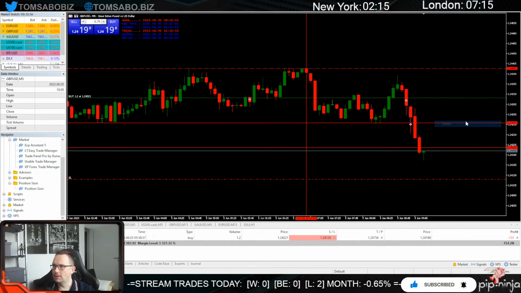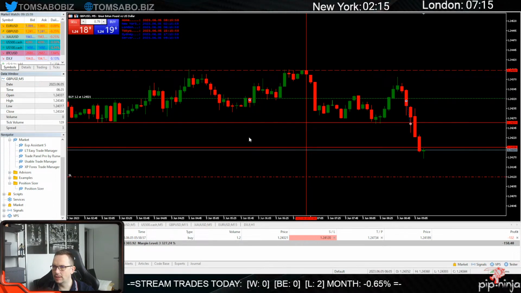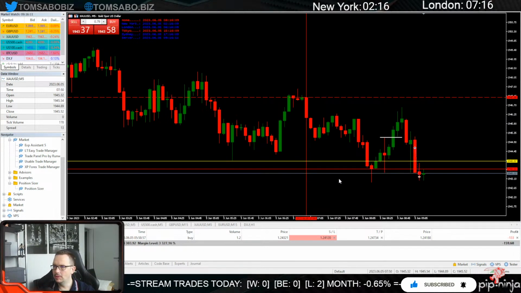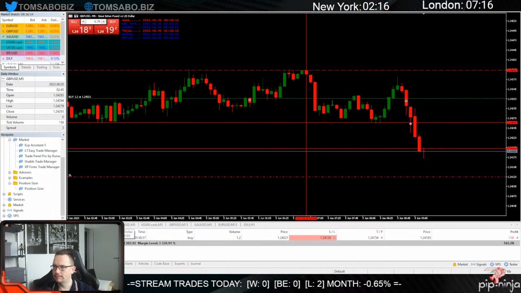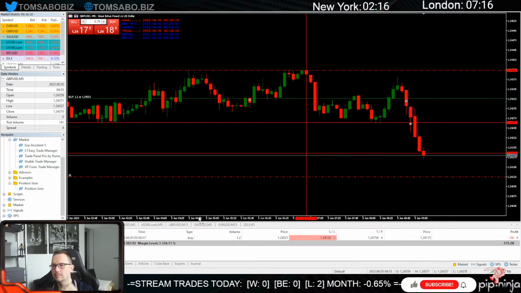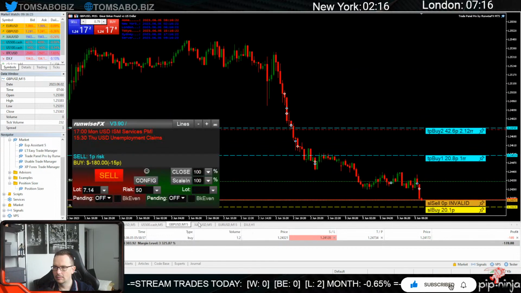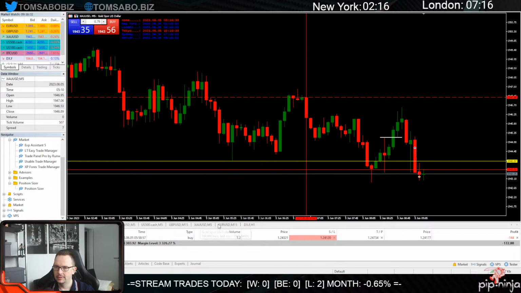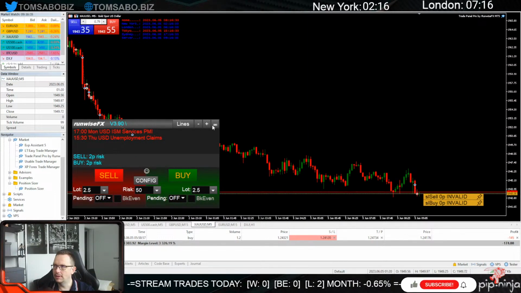So I would be looking for a possible long entry. We already swept some liquidity, so it would be great to see something else happen as well. Now this one has been detected. What else do we have here? Nothing. All right.